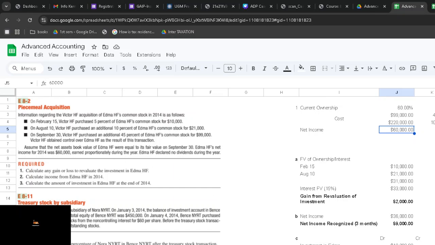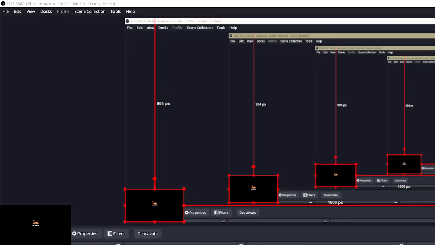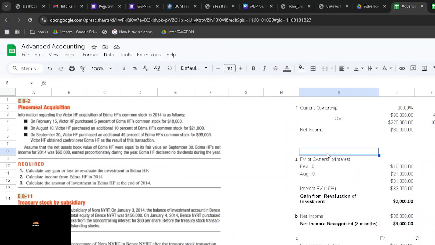I think there might be something wrong with my camera. Wait, hold on. Okay, I think it will fix by itself. Okay. Sorry for the inconvenience, but I'm just going to continue.